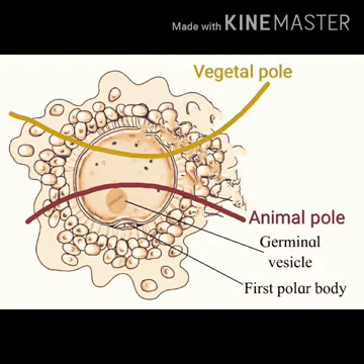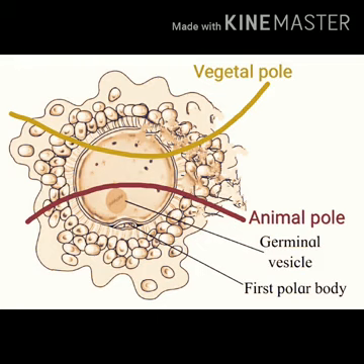See this diagram, you can see the two poles. In human female, the egg shows polarity as shown in the figure. The side having germinal vesicle and first polar body is called animal pole, and the opposite side of this animal pole is called vegetal pole. For better understanding, please refer to the diagram given in this video.